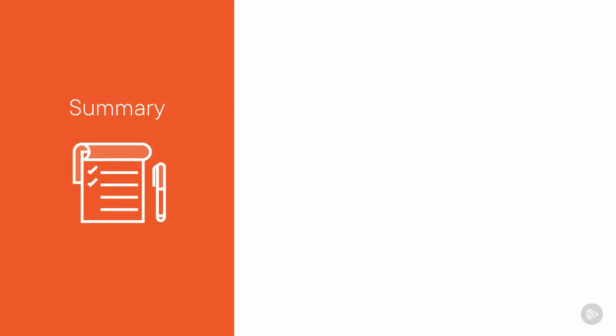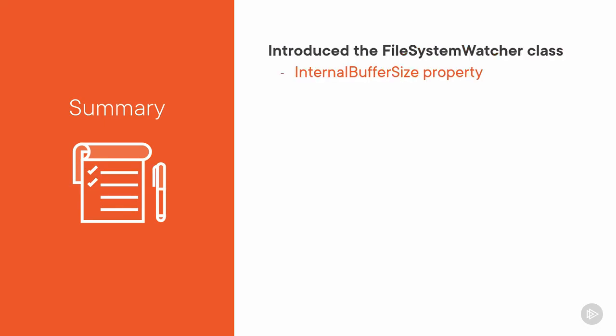So that brings us to the end of this module. In this module, we started off by getting an introduction to the File System Watcher class. So for example, we learned about the internal buffer size property, the Notify Filter property, and also the Filter property.